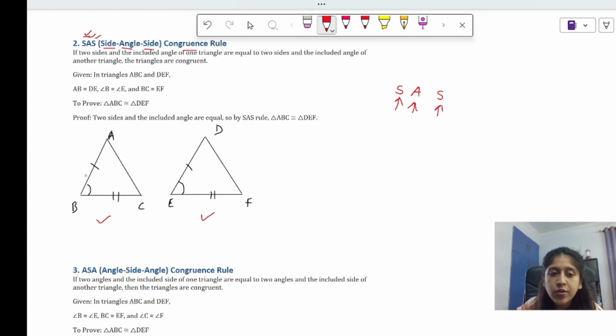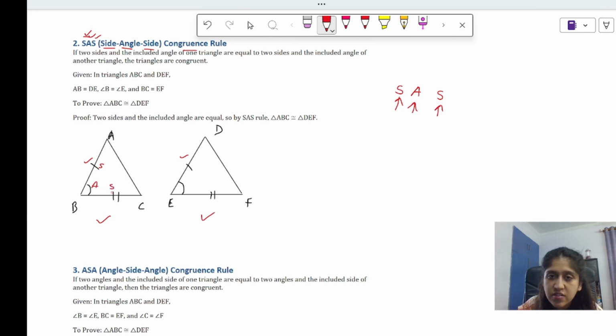So the side means I told AB is equal to DE. Okay, then I have an angle, that is angle B is equal to angle E, and then BC is equal to EF. So this is a side, this is an angle, this is a side.